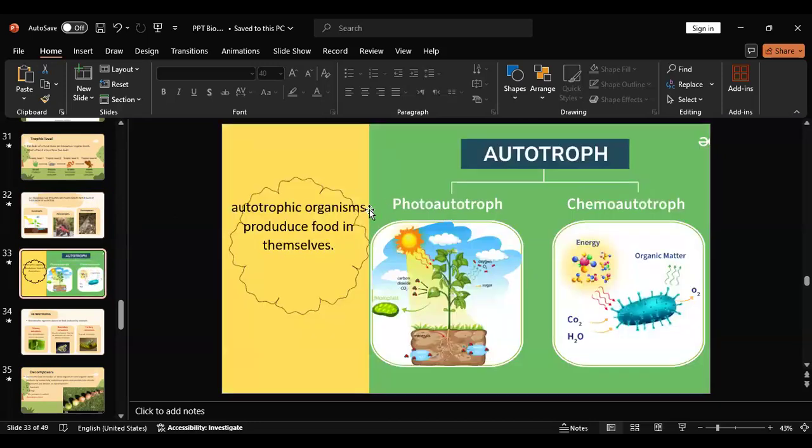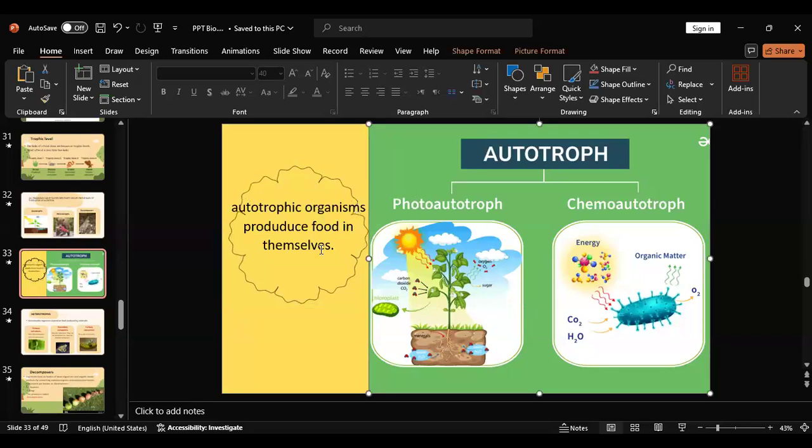Let's see the autotrophs. Autotrophs are organisms that produce food themselves. For example, green plants do photosynthesis. They use sunlight and carbon dioxide and make glucose. So that is photosynthesis. The autotrophic organisms produce food in themselves. So all plants are autotrophic organisms, right?